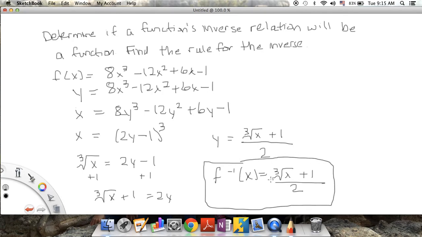Now, do we have to limit the domain on this one? Well, there's no variables in the bottom of the fraction, so that's taken care of. This is a cube root. You can take a cube root of a negative number, so that's not a problem at all. So our domain for both this function, which is a polynomial, so we know its domain is all real numbers, and for this one here, can both be all real numbers.